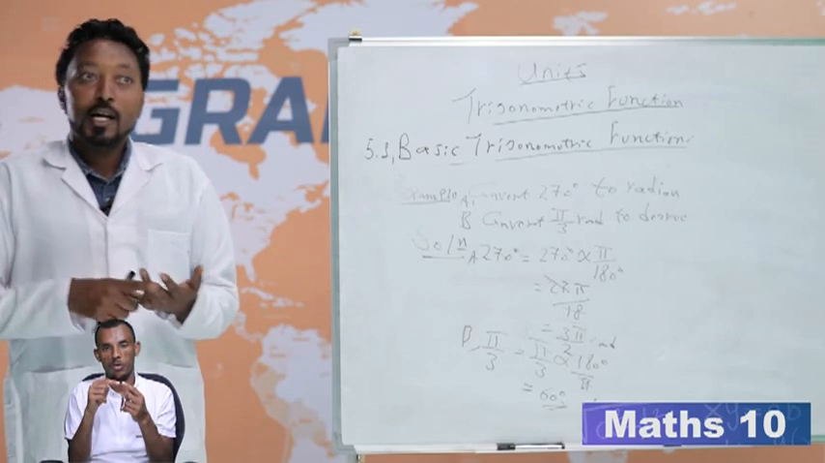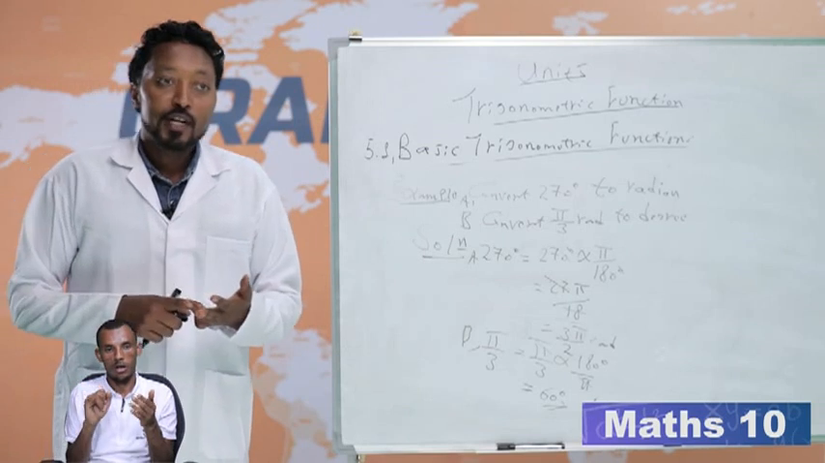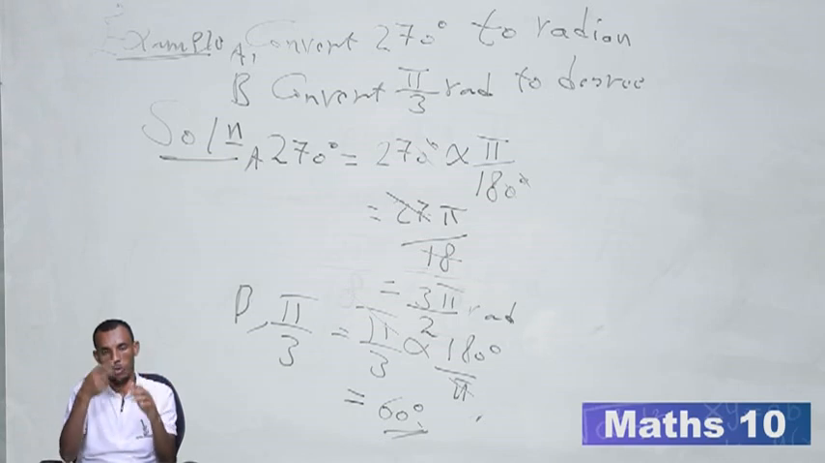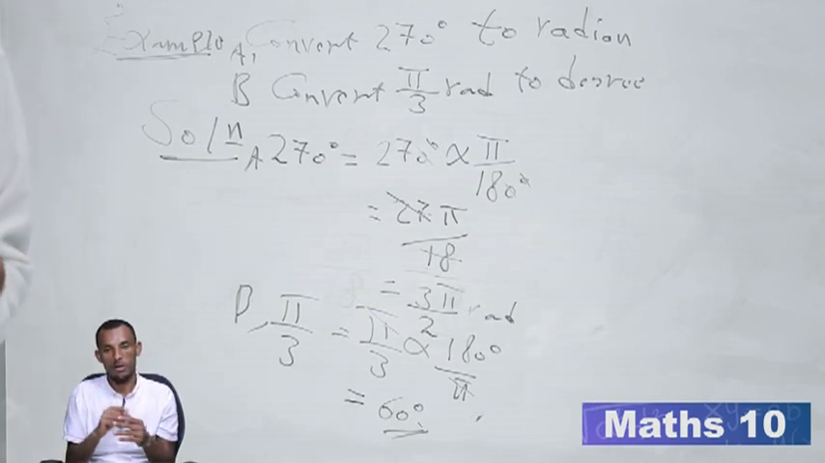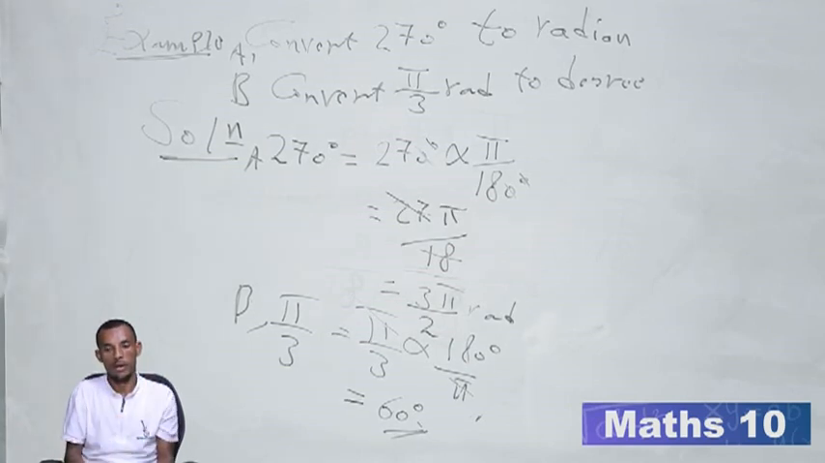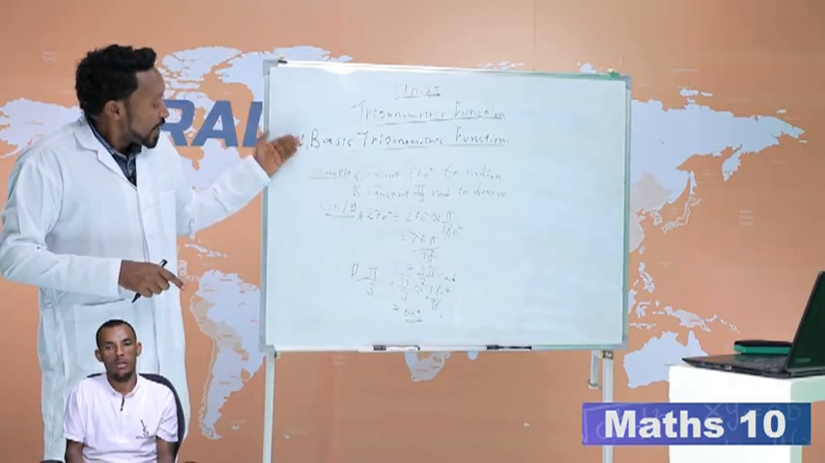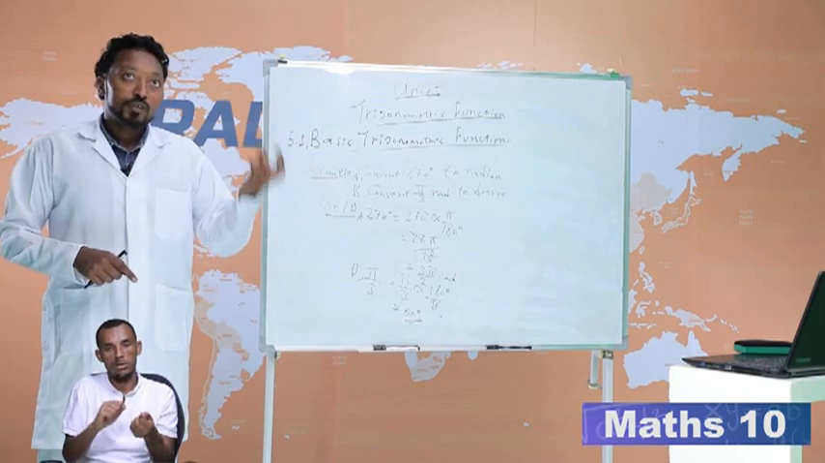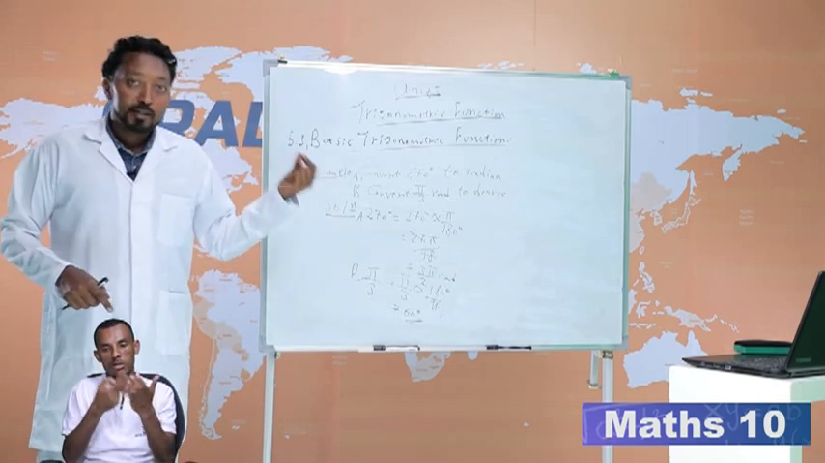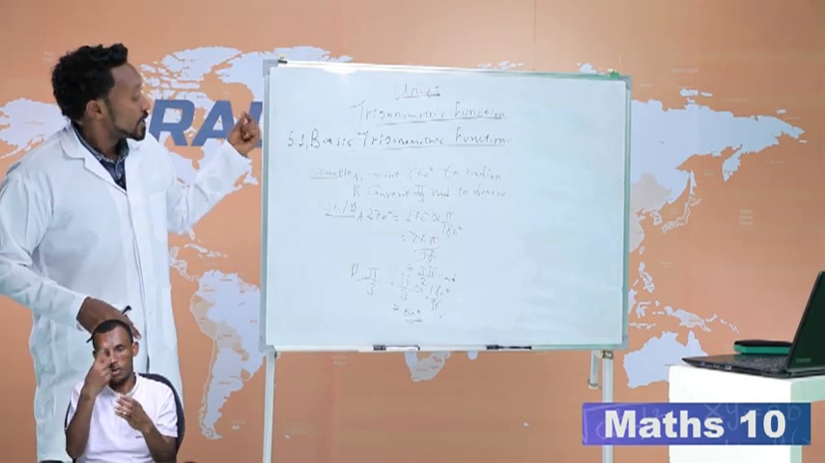Therefore, let me generalize these ideas. The first idea, what does an angle in standard position mean? What are first quadrant angle, second quadrant angle, third quadrant angle, and fourth quadrant angle? And also, what does quadrantal angle mean? The main conversion part is converting radian to degree and degree to radian. These are basic terminologies that are used in all parts of the chapter.